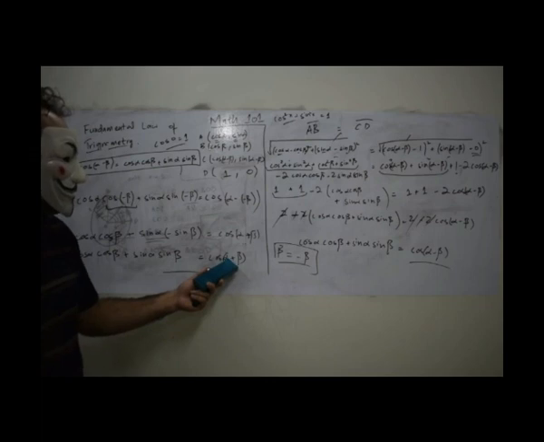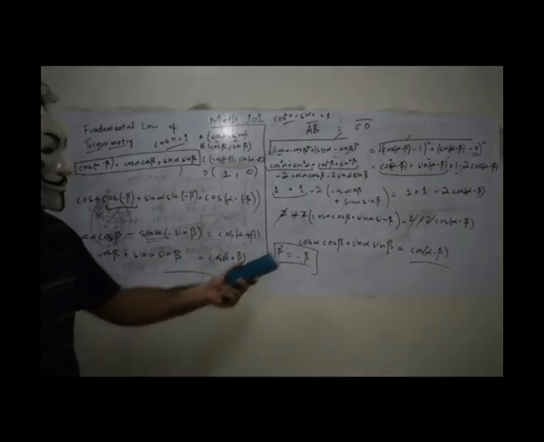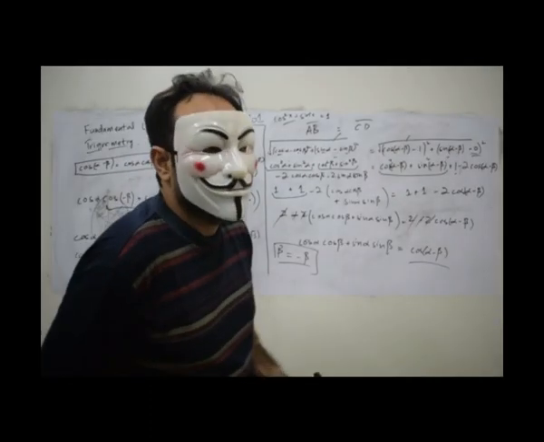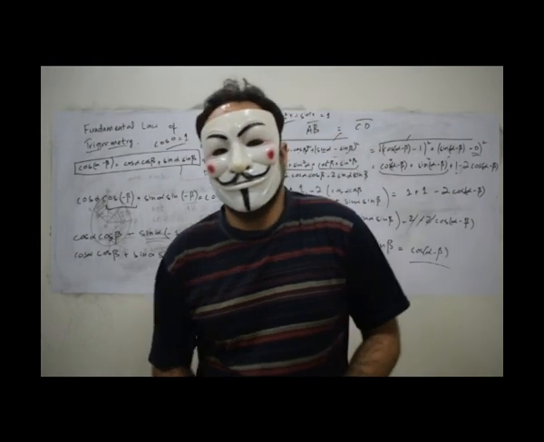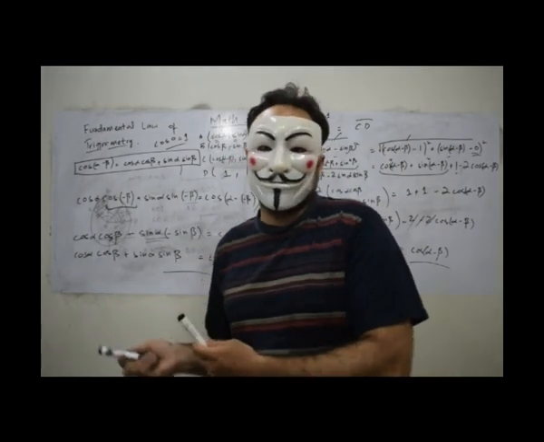So now we have derived two identities, cos of alpha plus beta, the sum of angles, and the difference of angles. So tomorrow we will deduce some more identities from this.